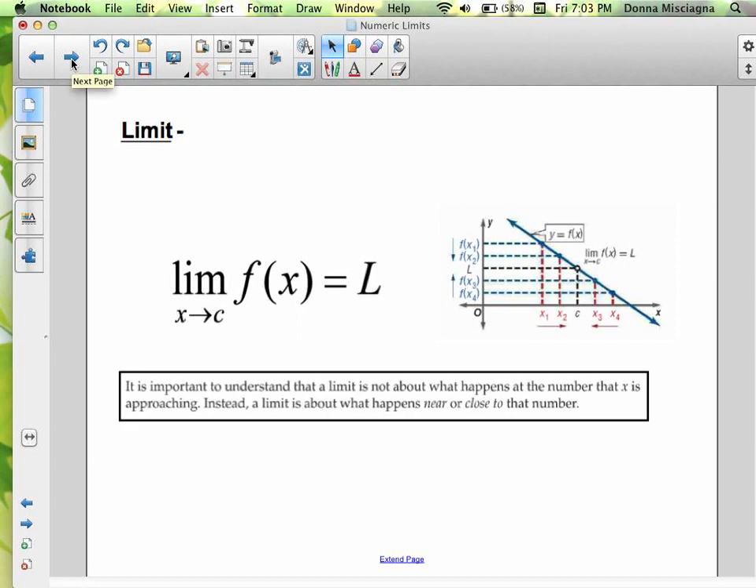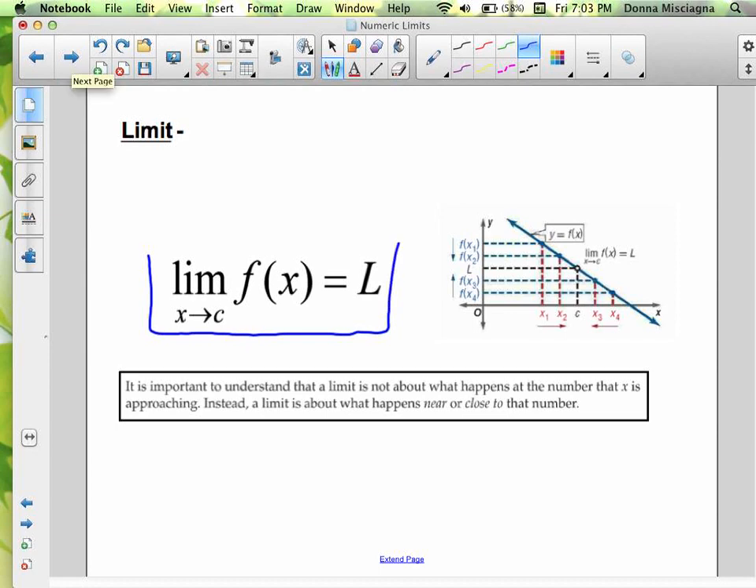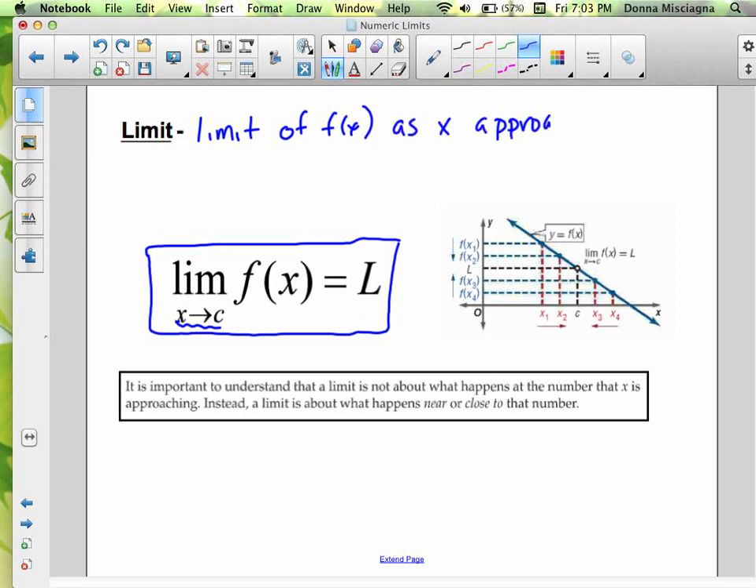So let's look at some limit notation. This would be limit notation right here. What does that all mean? Well, LIM means the limit. We have to take the limit of something, so the limit of f of x. This part here means as x approaches c is equal to L. So you should add that into your notes.